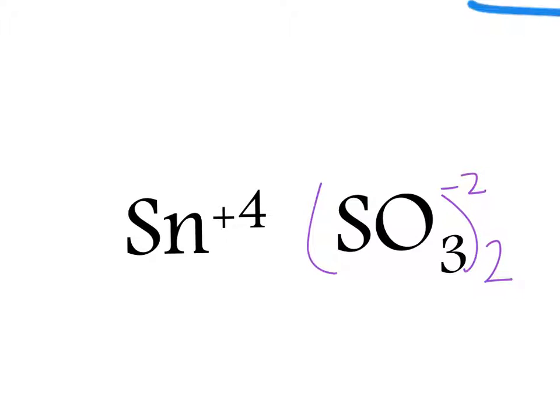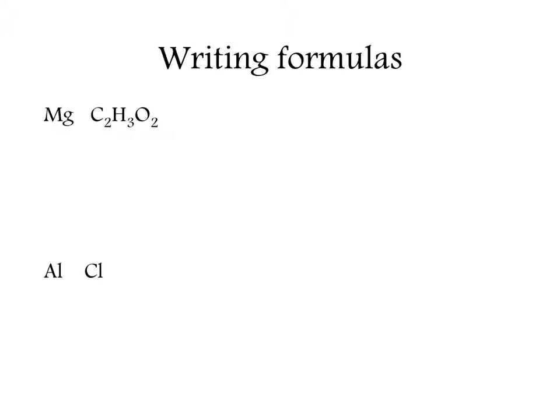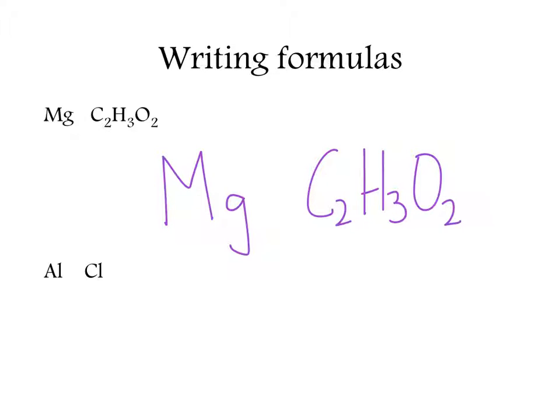Okay, let's do another one. This time we've got MgC2H3O2. So I will write it again big, MgC2H3O2. So you know that Mg is +2 because you can see it on the periodic table in group 2. You know that C2H3O2 is called acetate and it's a -1 because I know that you've already memorized all of those ions. Remember, daily quizzes starting Monday.